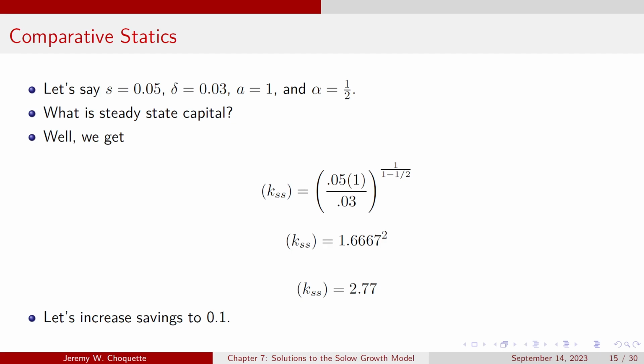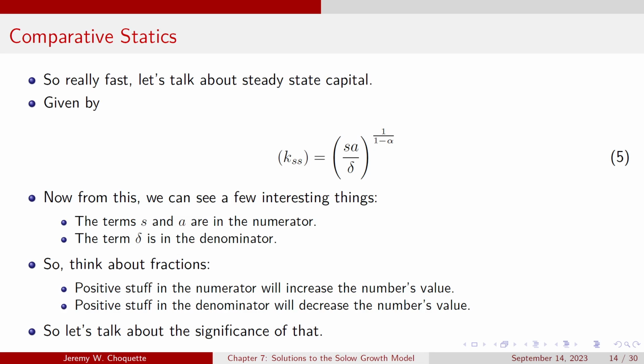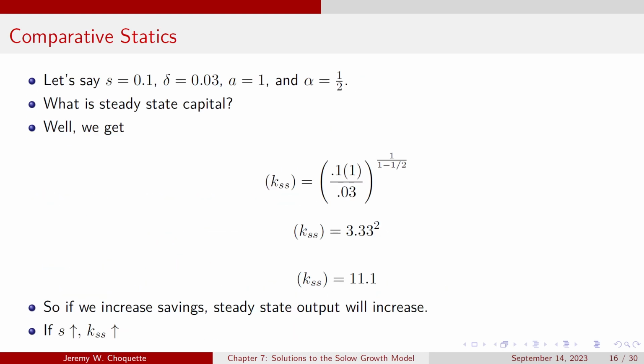But now let's say I want to increase my savings to 0.1. So instead of 5%, I increase it to 10%. What happens then? What do you think would happen if I increase my savings rate? Looking at equation 5, we're not even going to go through any math just yet. Just look at equation 5 and tell me what you think would happen to steady state capital if I increase savings. Now, based on what I said on this slide, it should increase the number's value. It should increase steady state capital.